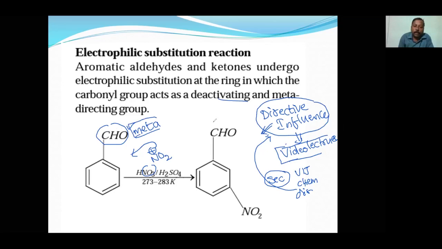Anyhow, here I am telling you in short. Here there is a pi bond. Because of this pi bond, it is meta directing. Understood? And who will substitute? So this is ortho, this is meta, this is para, this is meta, this is ortho.